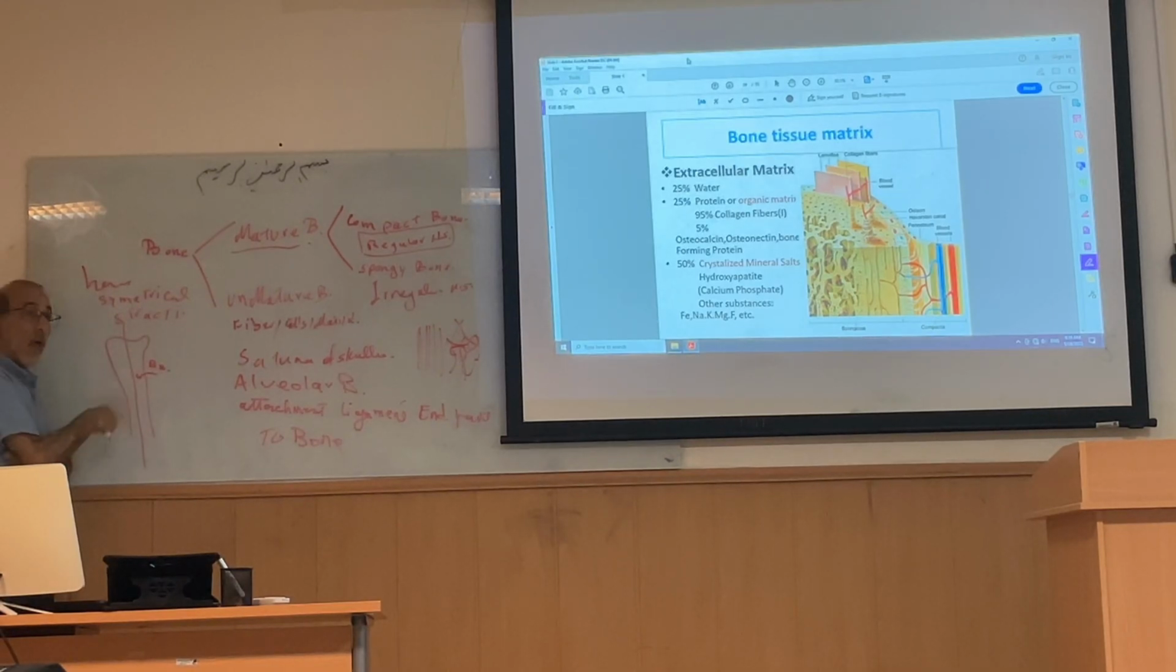Very good. One bone has peripheral and central parts. Between the central parts, you have bone marrow. In all bones in the body, you have compact bone in the periphery and spongy bone in the center. Repeat.